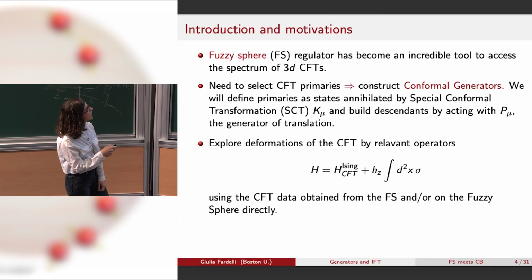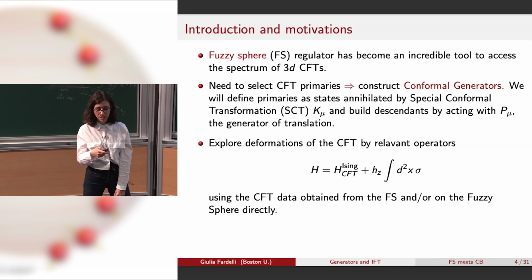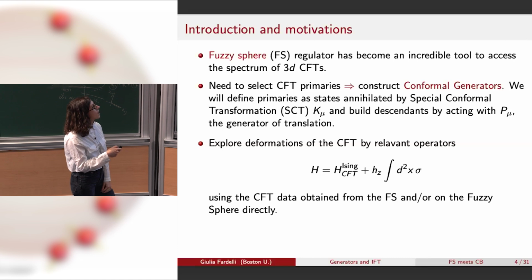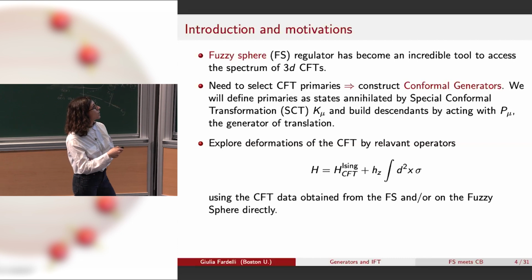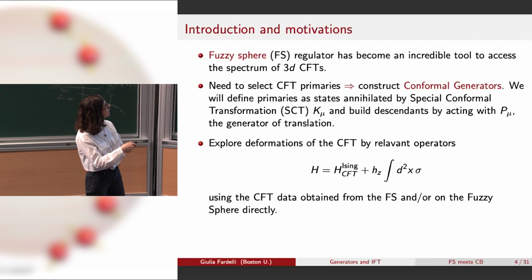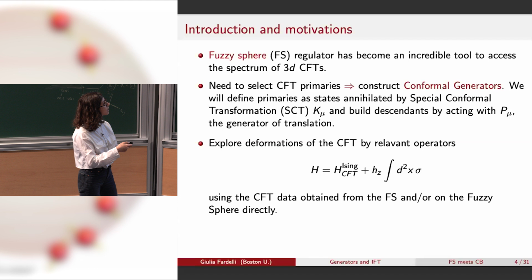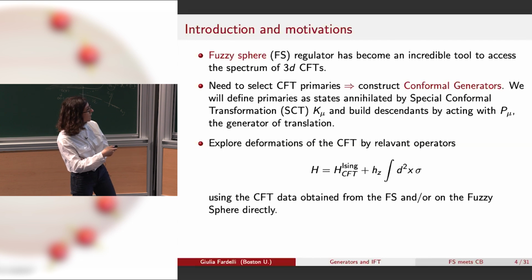And then I will try to say something about what we can do with the CFT data that we now have access to. In particular, I will discuss deformation of the original Ising CFT by some relevant operators, in particular by a sigma deformation, which breaks the Z2 symmetry, either by using directly the CFT data that we have access to through some Hamiltonian truncation technique, or also by trying to write down this Hamiltonian directly on the fuzzy sphere and analyze the problem there.